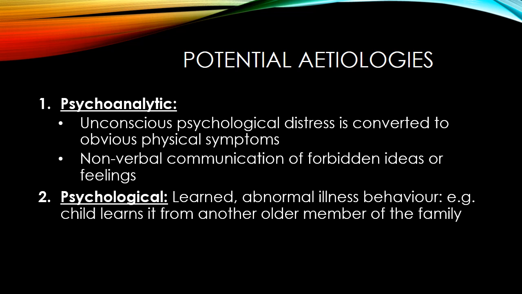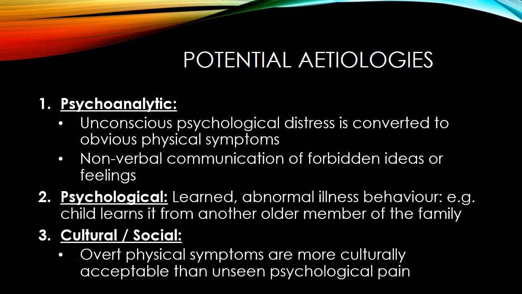Psychological etiology suggests that these disorders represent learned abnormal illness behavior. For example, a child learns such behavior from another older member of the family who has conversion disorder. Cultural and social factors may also play an etiological role, whereby overt physical symptoms are more acceptable culturally and socially than unseen psychological pain, which can be easily dismissed.